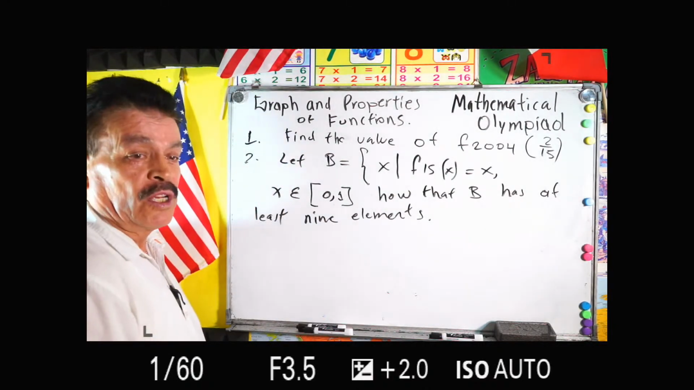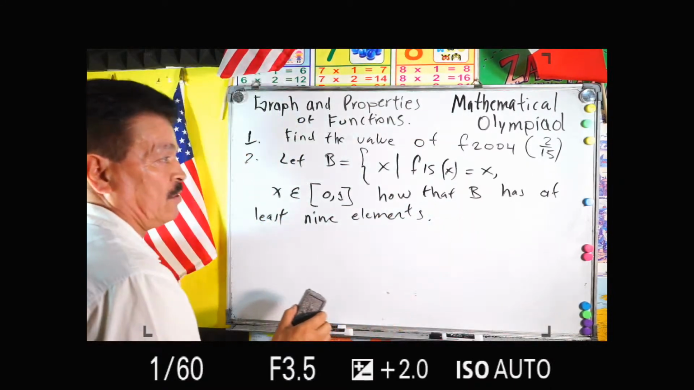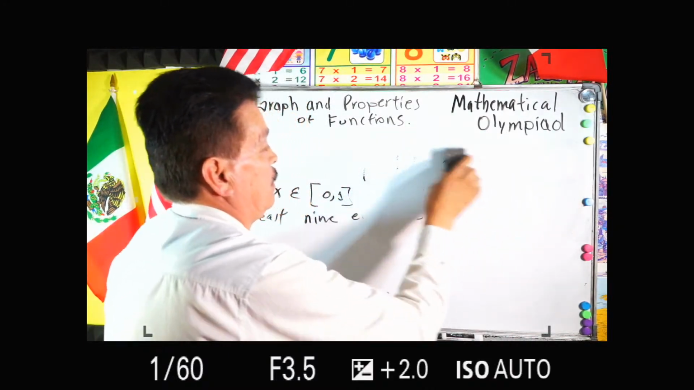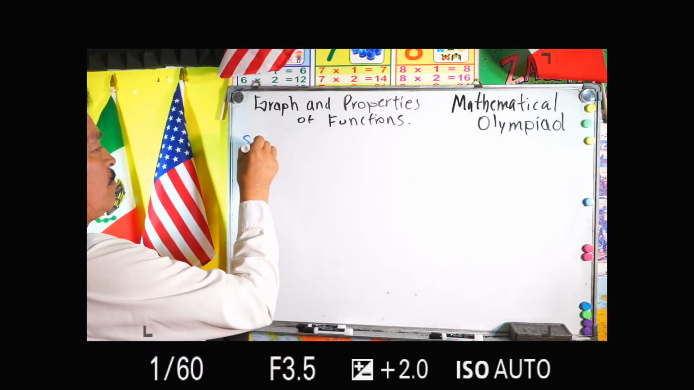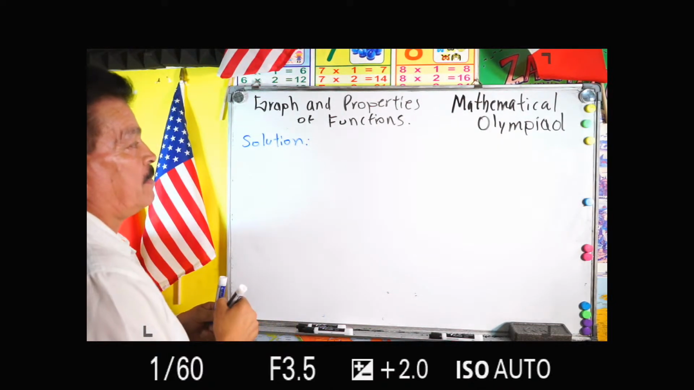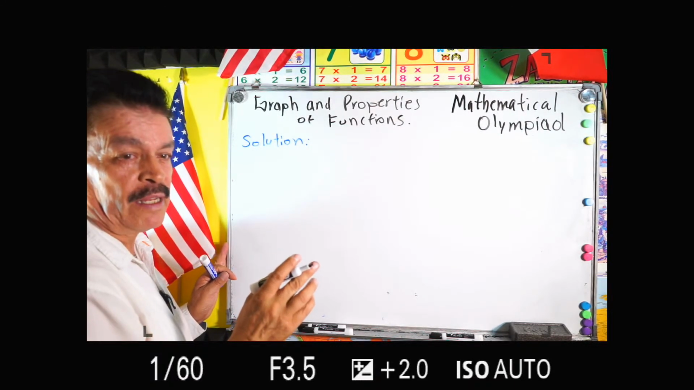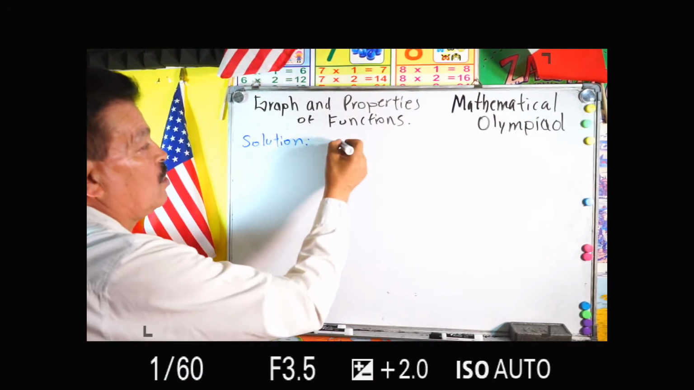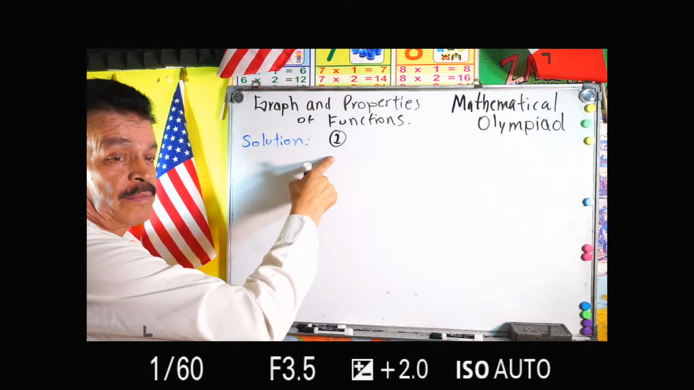So this is the question. Look at the question, all right, and then let me go to the solution. Check the question. 2 questions. All right, solution. Solution number 1. Remember, we have 2 questions for this problem, right? So let's write the solution for question number 1.